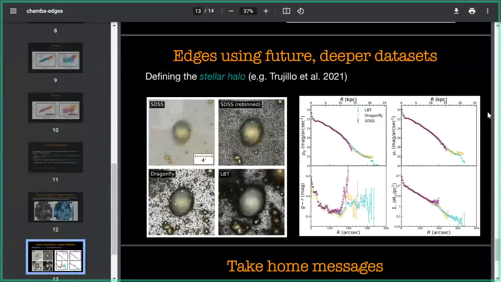This is NGC 1042, the galaxy. In this paper, we looked at how the LBT, the Large Binocular Telescope data, compares with previous surveys. It's about 5 magnitudes deeper than the SDSS. This is showing the surface brightness, mass density and color profiles on the right. This is to show you that it is possible to also detect the edges here. And with Rubin, we could detect these edges as well. It will be significantly better than the past surveys.